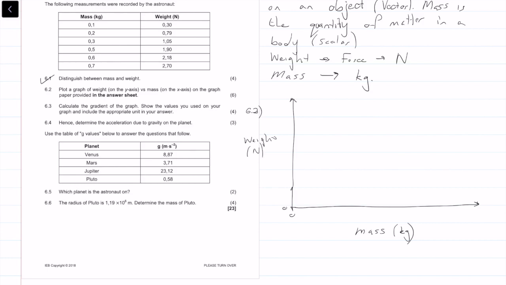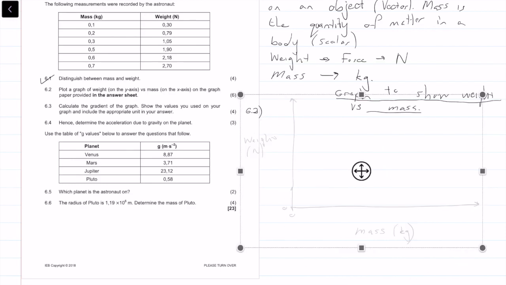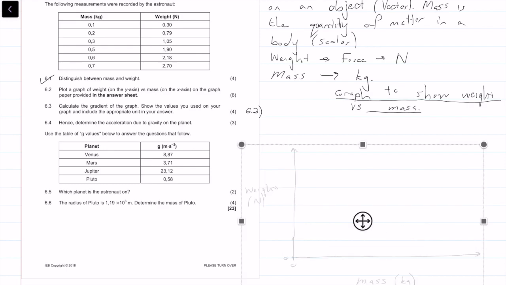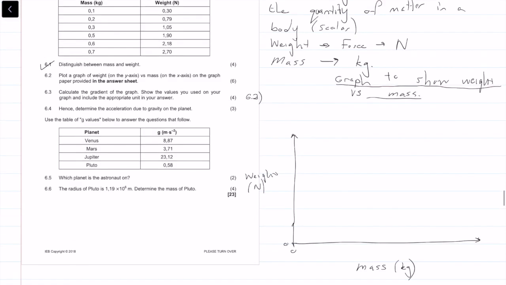in newtons, and we're going to say this is a graph to show weight versus mass. Okay, and that's going to be our heading. I can also already see running out of a bit of space, so let's try and move that down. Okay, cool stuff. Now I'm just going to plot some points.